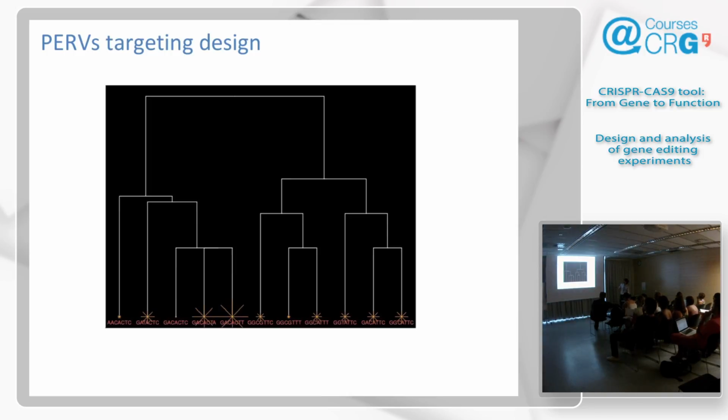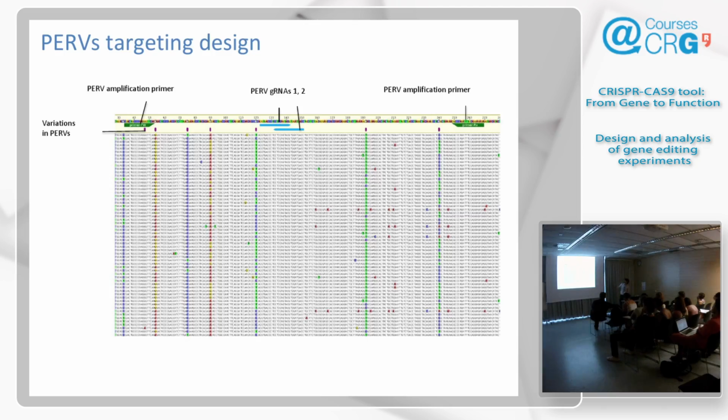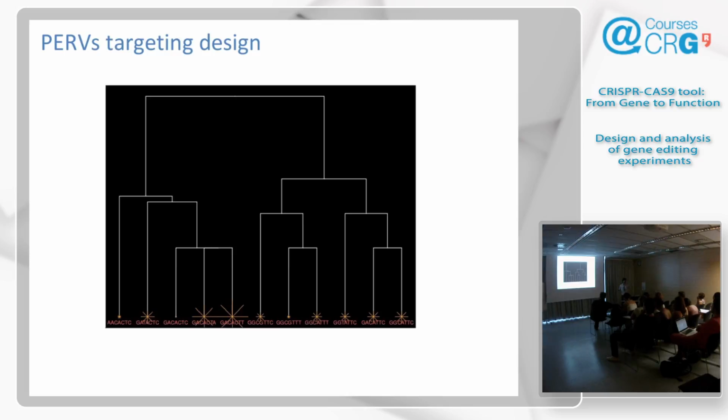Here I just want to highlight that these PERVs are not identical. They are very similar, but they contain different haplotypes. This is a tree that basically represents these different haplotypes, showing there is some variation in the PERV element. I'm just mentioning this because we'll use it when discussing the results.